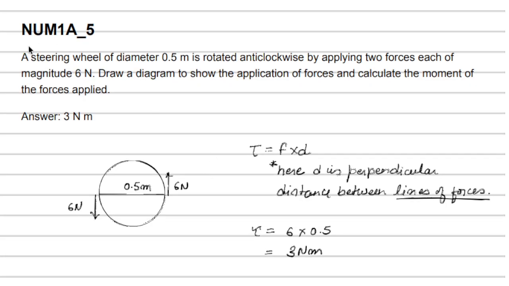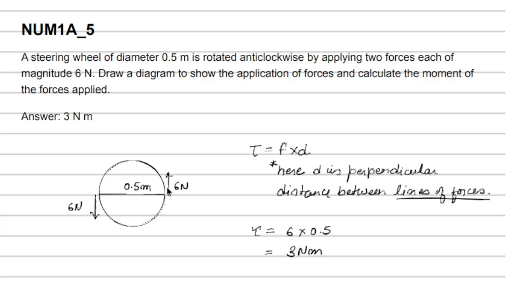Let's go to the next question. A steering wheel of diameter 0.5 meter is rotated anti-clockwise by applying two forces, each of the magnitude 6 Newton. Draw a diagram to show the application of forces and calculate the moment of force applied. So by drawing a circle, I'm showing a steering wheel, and here is the diameter, I'm showing 0.5 meter. And here is the application of forces.